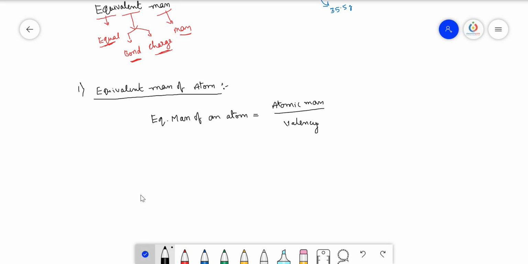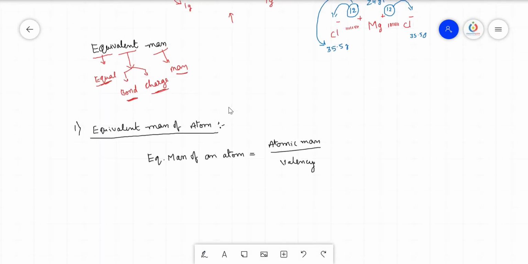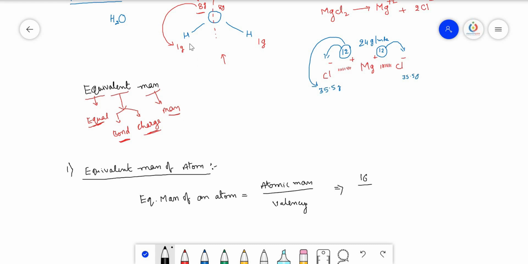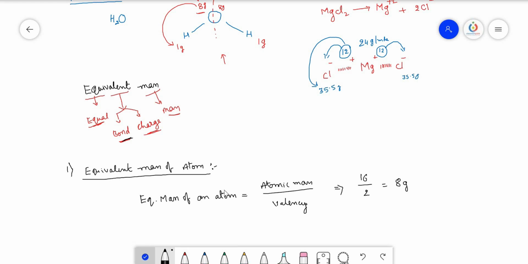Here I have taken the example already: H2O, for example. In this molecule we can calculate it. The atomic mass of oxygen is 16 and it is connected by two bonds. Valency may mean bonds also, right? So two bonds, so 16 by 2 equals 8 grams. This is the equivalent mass of the oxygen.